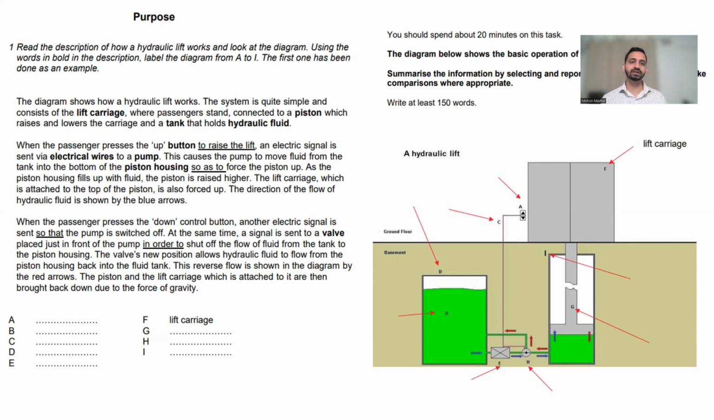Read the description of how a hydraulic lift works and look at the diagram, using the words in bold in the description to label. Lift carriage is one of them. You have piston, tank, hydraulic fluid, button, electric wires, pump, and piston housing. All of these words. Try to pause the video here, do this activity on your own, and when you come back, we will review the answers.